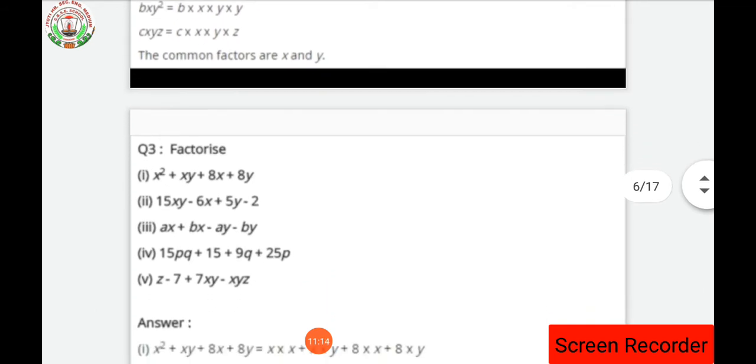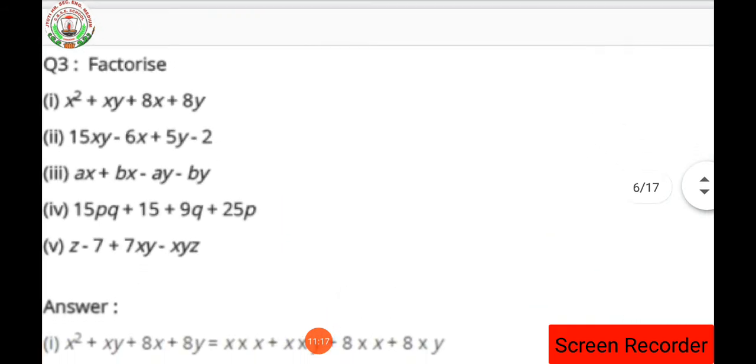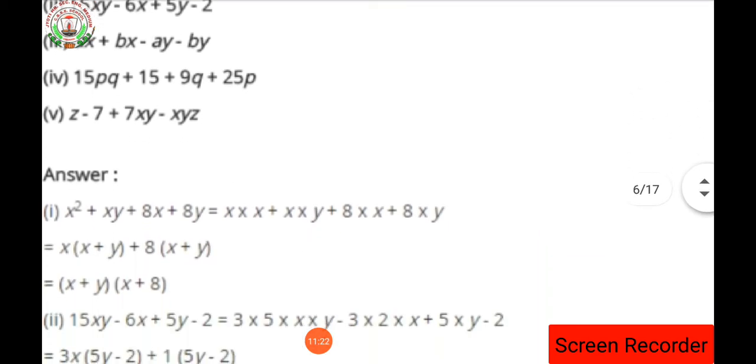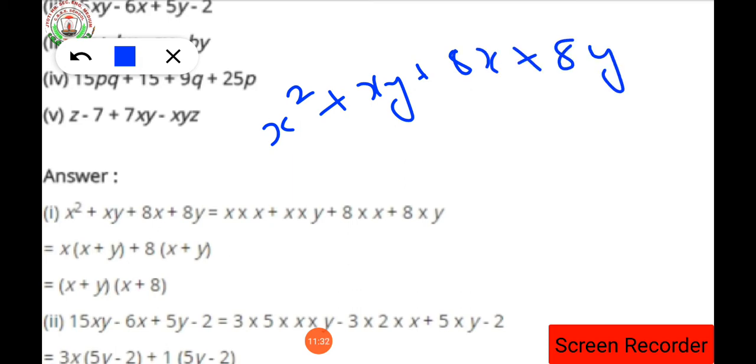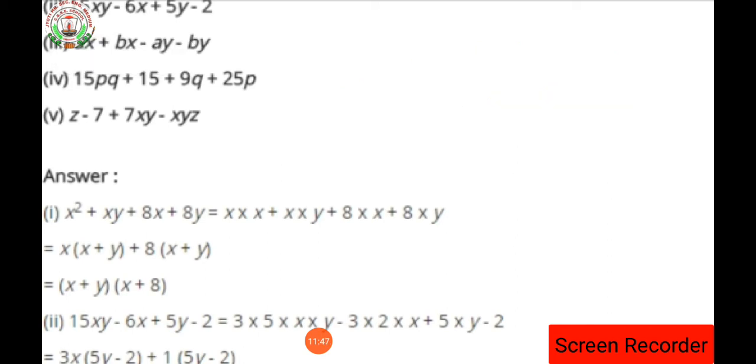Okay. Last question we will have as a revision from this exercise as question number 3, factorize. Okay. So here the question we are having is to have the factorization of the number. So what is the number? X square plus xy plus 8x plus 8y. This is the question we are having, isn't it? Now let's see from the numbers which can be taken common. If we are making the pair of these two numbers, x can be taken common. If we are taking the pair of these numbers, 8 can be taken common.